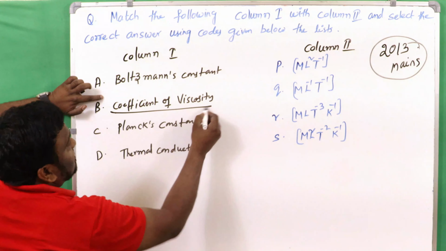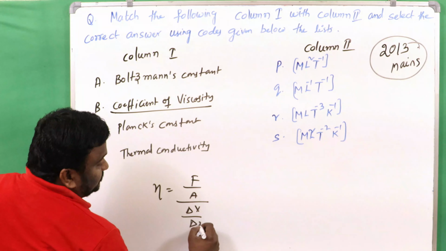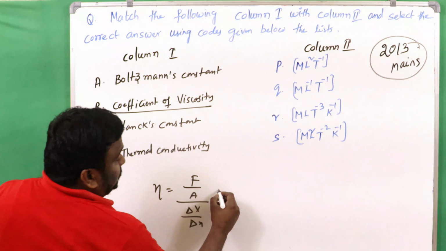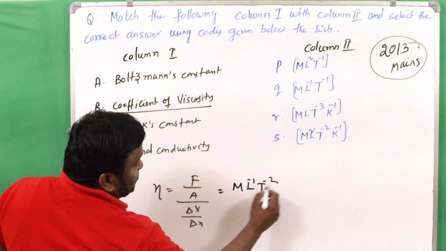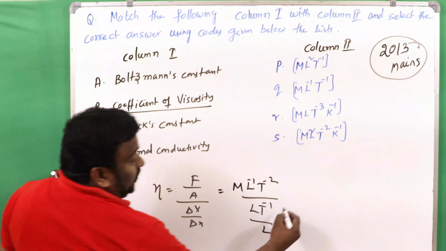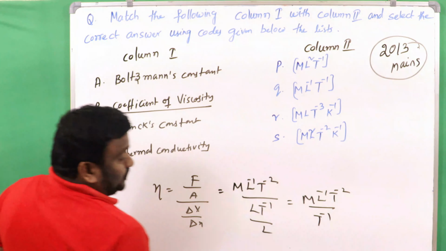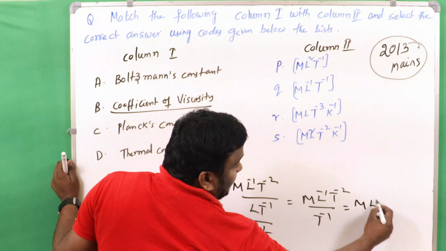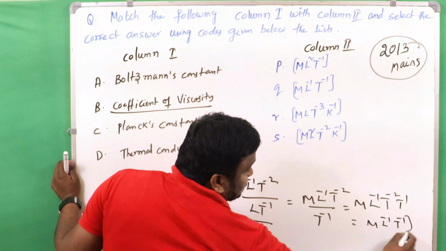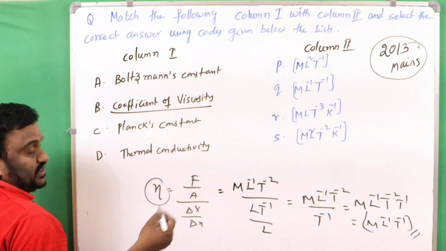So what is coefficient of viscosity? Eta is equal to F by A by delta V by delta X. Here F by A means pressure, so M L inverse 1 T inverse 2, by delta V, velocity, L T inverse 1, by delta X, which is L. Then what do you get here? M L inverse 1 T inverse 2 by T inverse 1. It means M L inverse 1 T inverse 2 and T to the power of 1. Then M L inverse 1 T inverse 1. That is the dimension formula of coefficient of viscosity. Except this, the remaining ones we already discussed in this video.